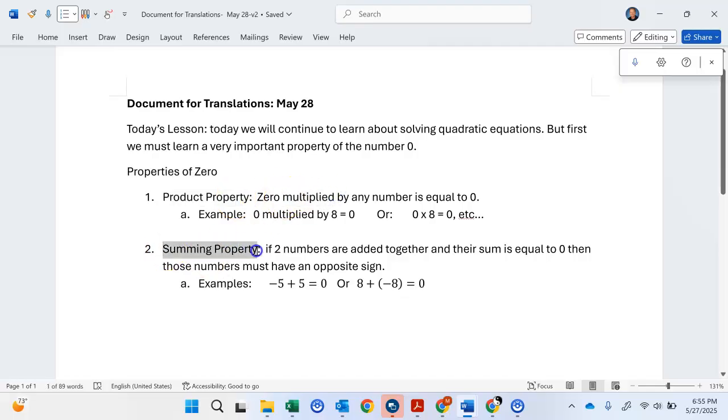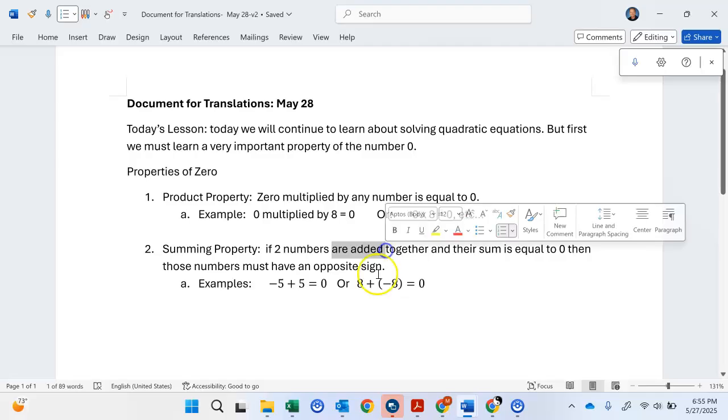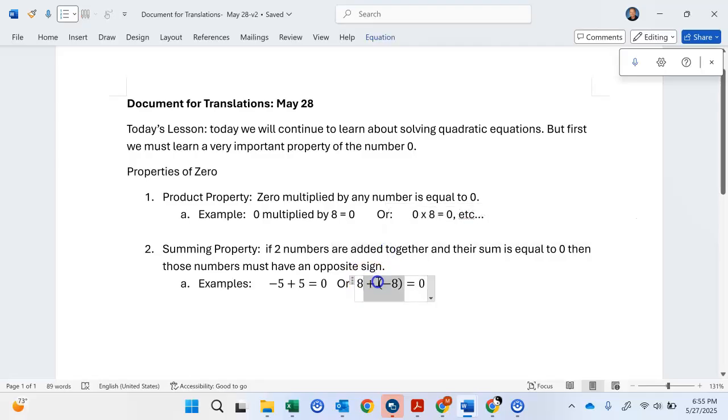Second one is summing or adding. When you add two numbers together, when you sum them, if their sum is equal to 0, then those numbers have opposite signs. So -5 plus 5 equals 0, and 8 plus -8 equals 0. So we're going to use that throughout this entire assignment.